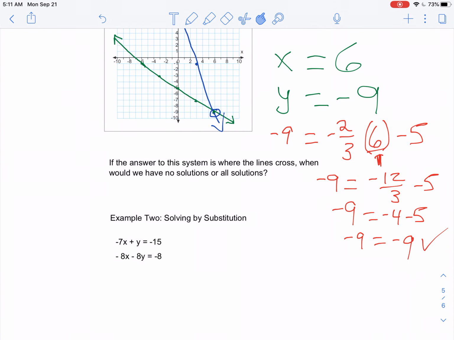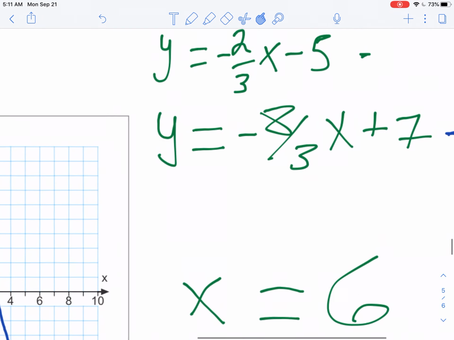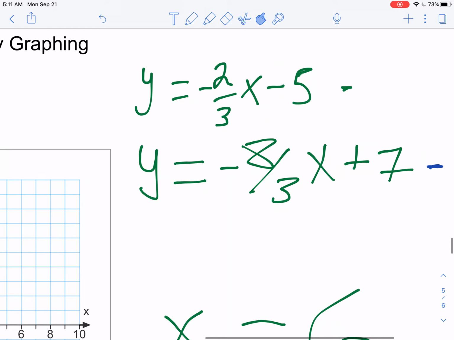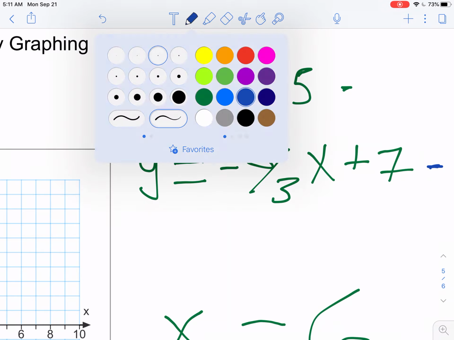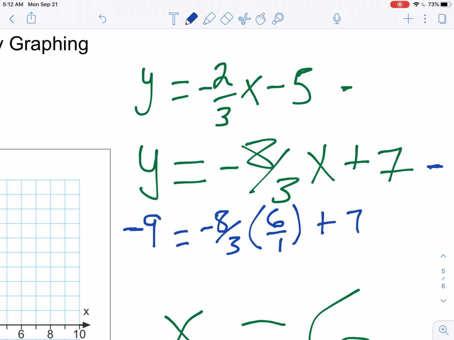And now we're going to check the second one just to double check to make sure. So we're going to go zooming in right here. I think that'll be enough space. X is 6, y equals negative 9. So we'll change color, keep it in blue. So we're going to get negative 9 equals negative 8/3 times 6. 6 over 1. I'm just going to do it in fractions. Simplify a step, plus 7.